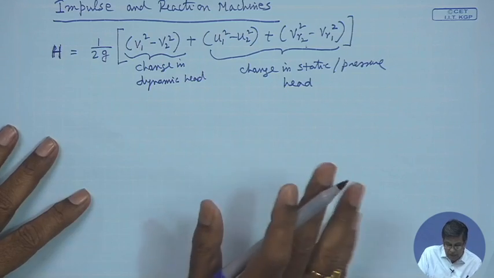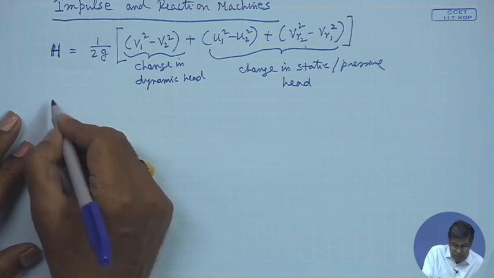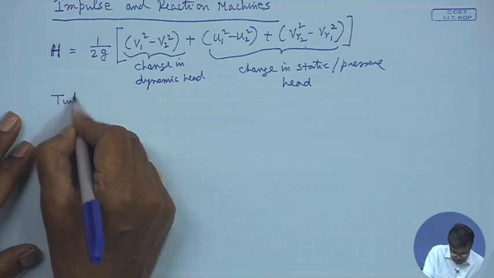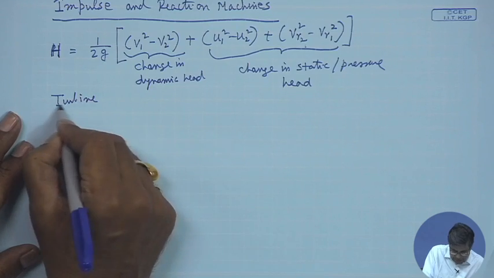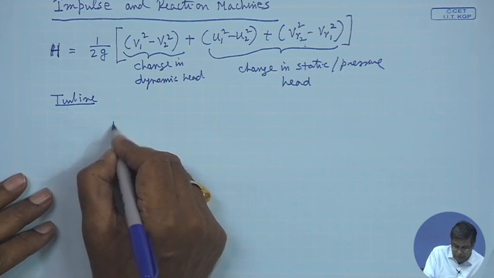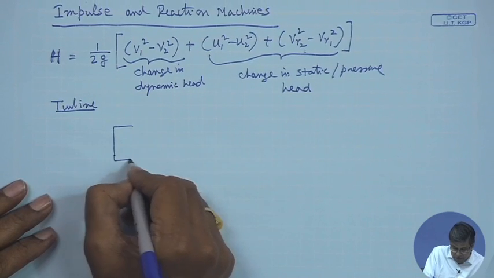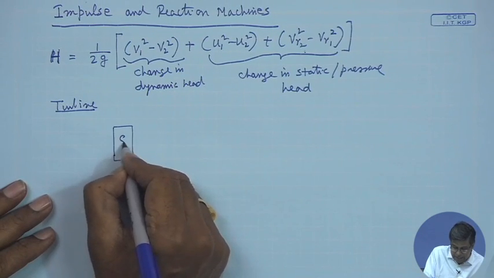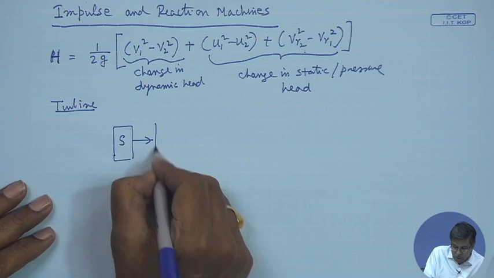Now, let us understand this in this way. Let us consider a turbine. In general, a fluid machine, for example a turbine, consists of a stator S and a rotor R.